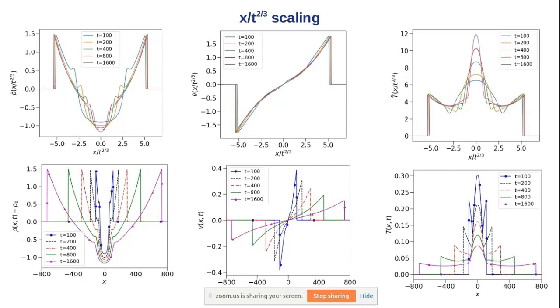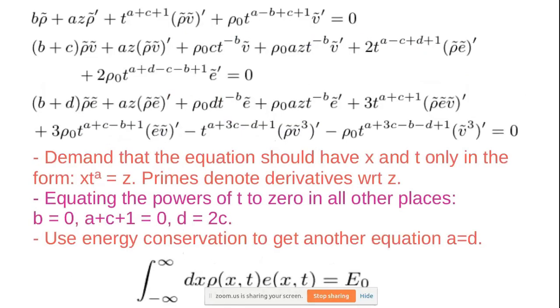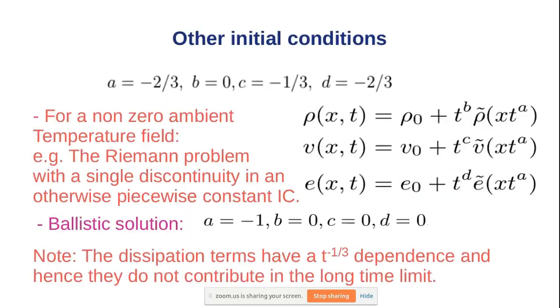Before I do that, please give me an opportunity to just say what has been done so far. We've just tried to convert these PDEs in terms of x and t into a single variable z, x t power a, and we find that it is actually possible with the choices of these A, B, C, D. This is what we have done.